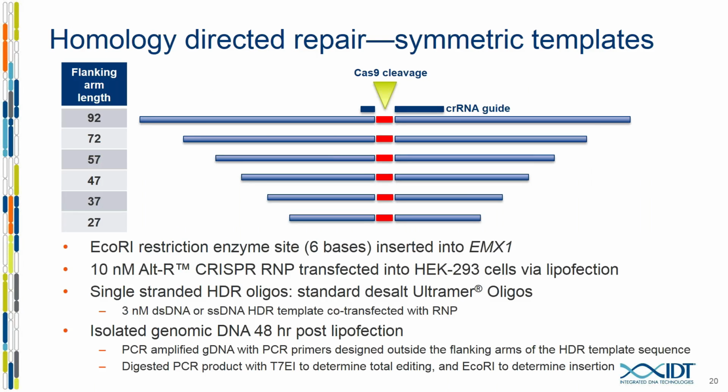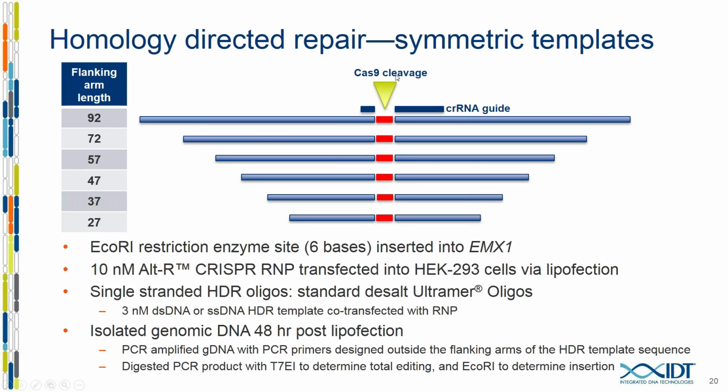So this was a survey experiment where HDR templates centered on a CRISPR target site were tested with varying arm lengths, as shown on the left. So from just under 30 bases to slightly over 90 bases.